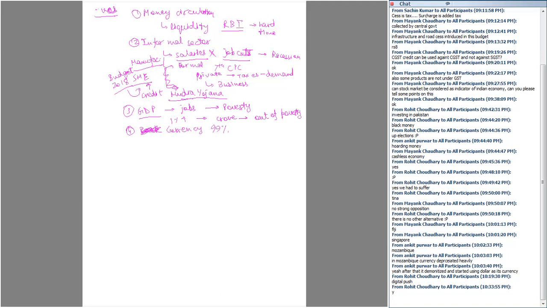That's what they said. But more than 99% of the currency has come back to RBI. These are official statements of RBI. That's why demonetization was not really successful. So you can always talk about these positive things and negative things when you talk about demonetization. So I think that's about it.